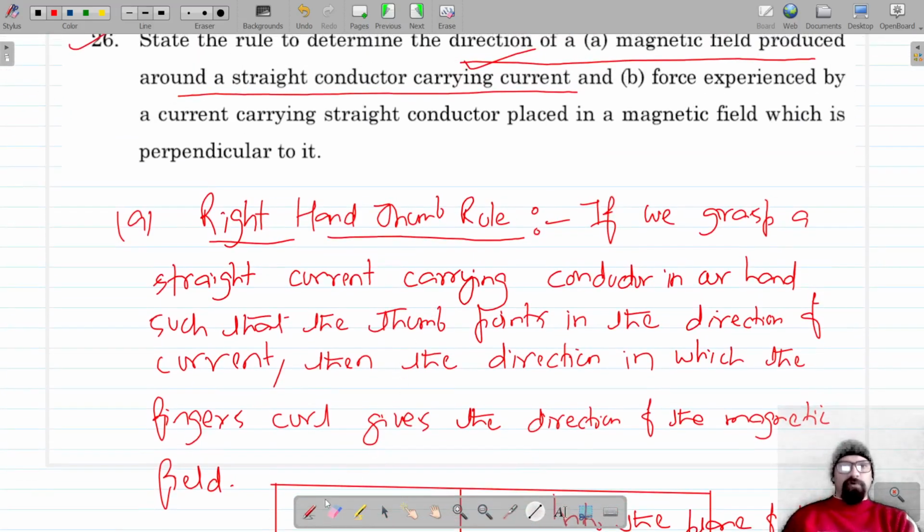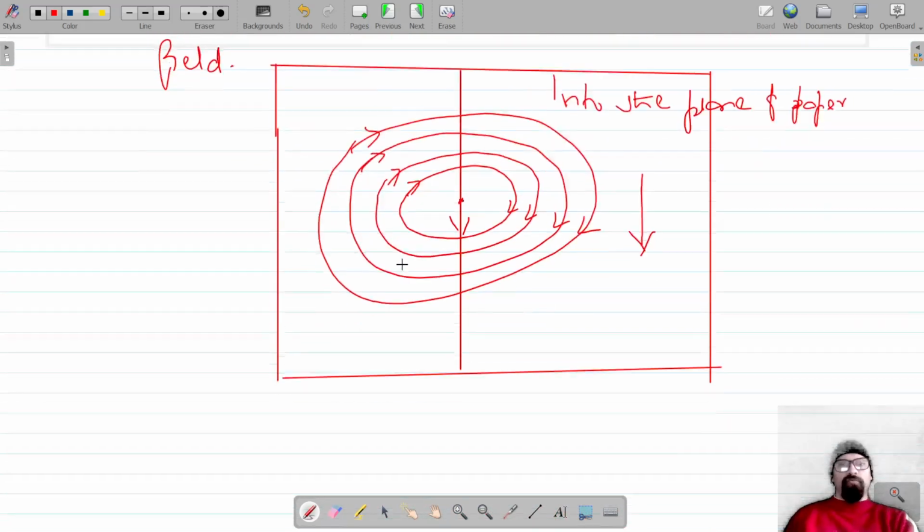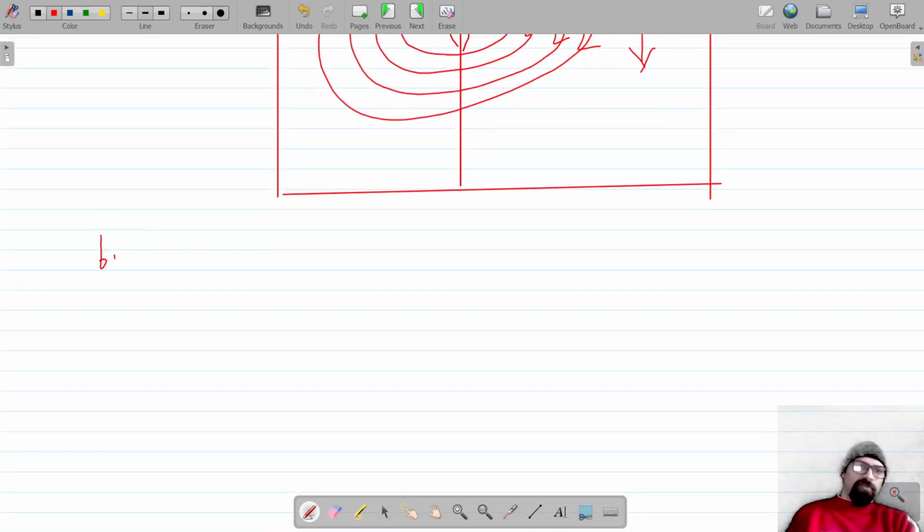Okay, so let's move on to the B part. Now, what is the rule that we use for the force experienced by a current carrying straight conductor placed in a magnetic field which is perpendicular to it? The rule that we use is Fleming's left hand rule.